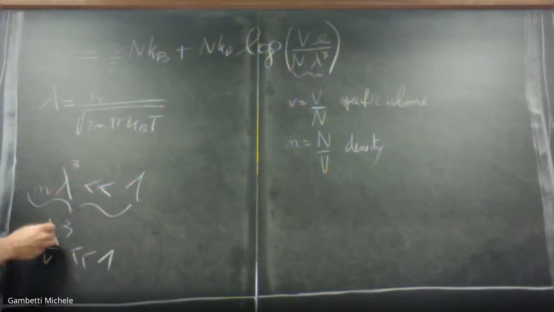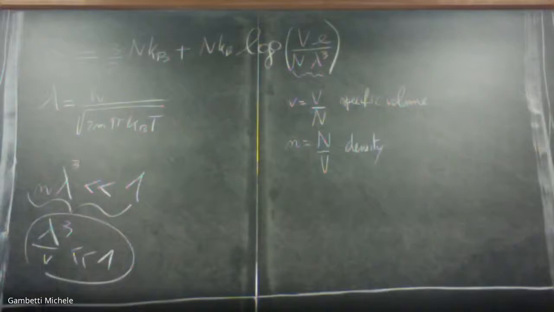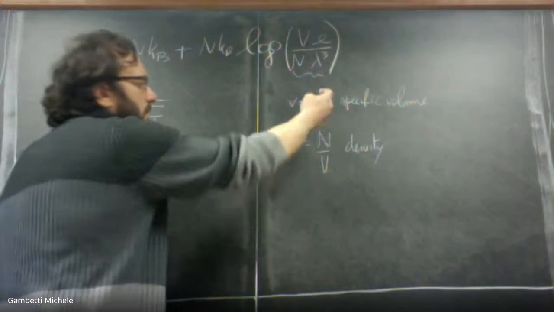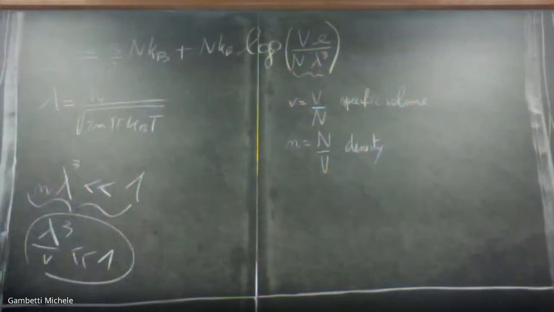And this would be, of course, the classical limit, in which the wavelength is much smaller than the length scale associated with the macroscopic system, which is the cubic root of the volume, basically. Okay, so this is the condition.